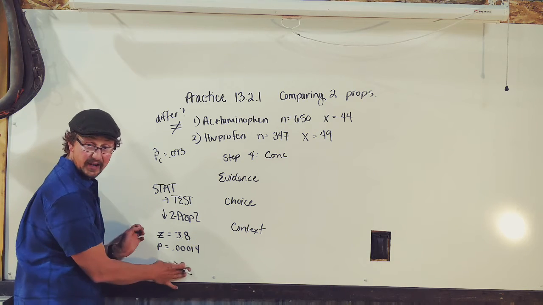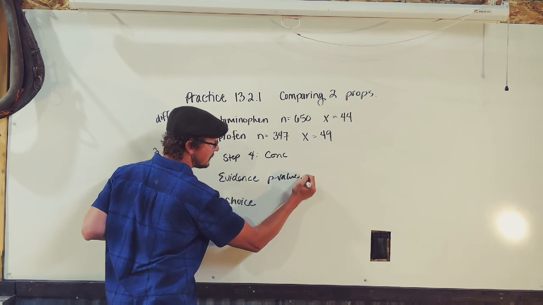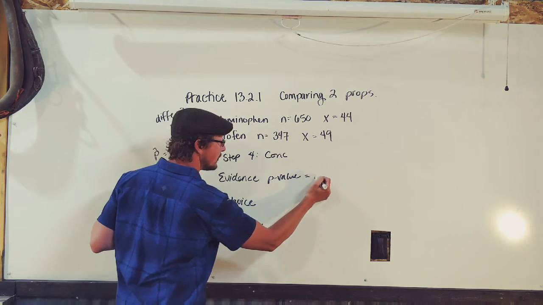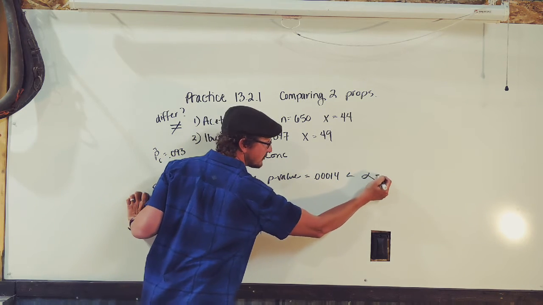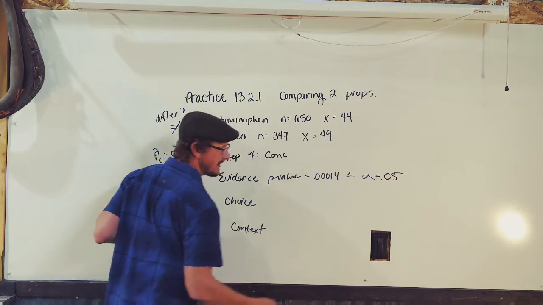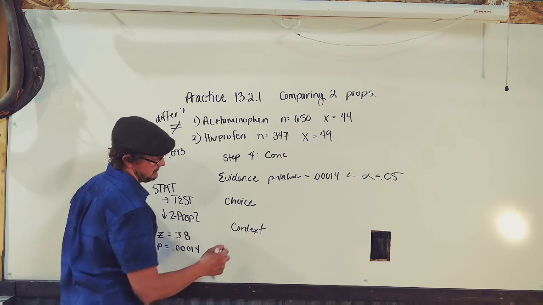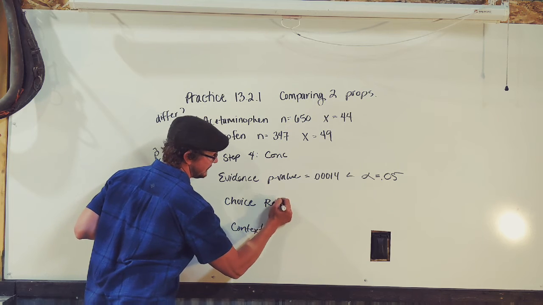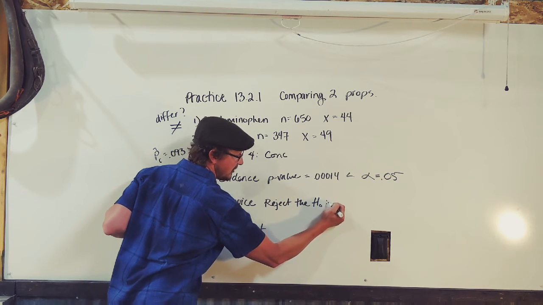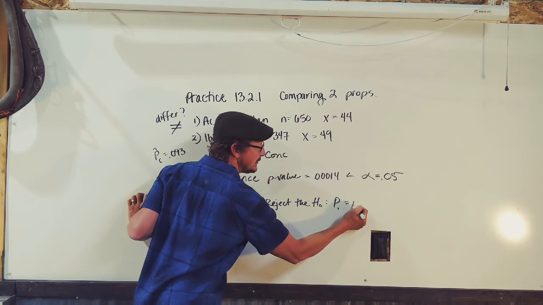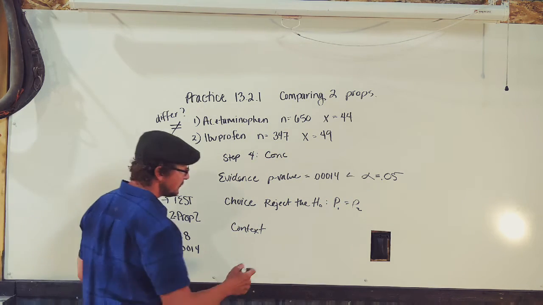So our evidence is right here. That's that p-value that is 0.00014, and that's way less than our established alpha of 5%. So that makes our choice very easy, right? We are going to reject the null hypothesis that proportion 1 is equal to proportion 2. They aren't the same.